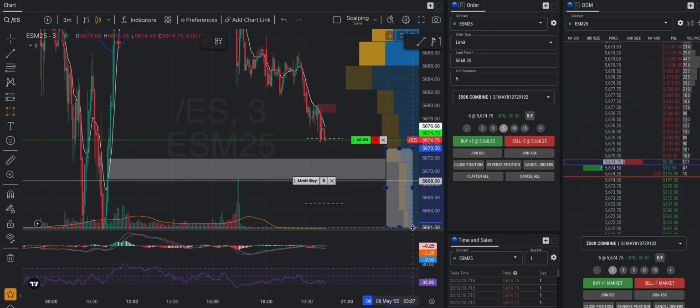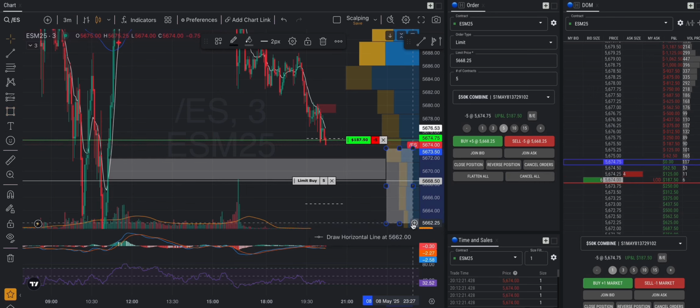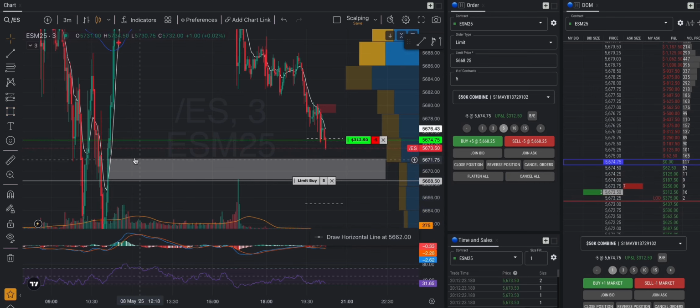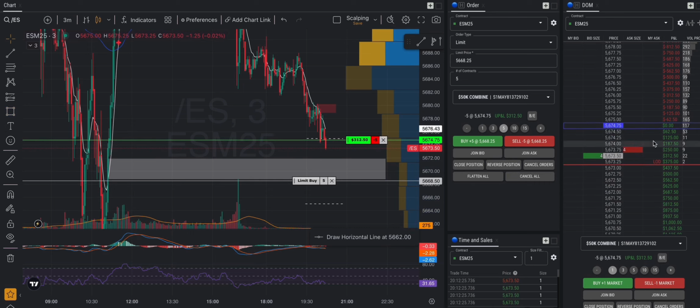You can see volume is tapering off here in our VRVP. We're hoping to get a push straight down through that. And you can see that on the DOM screen, volume is quite thin below. We'd have to be testing the low of day to start pushing further down.